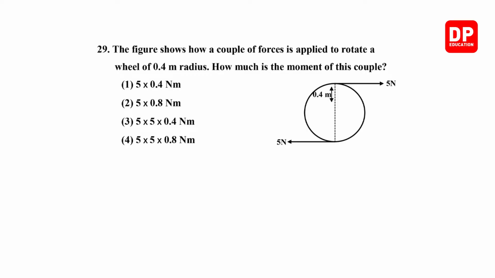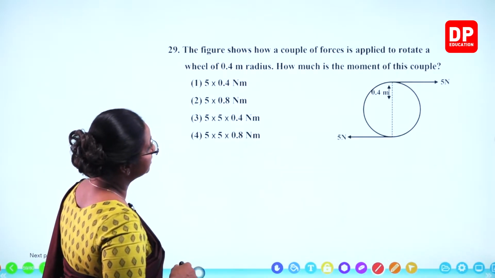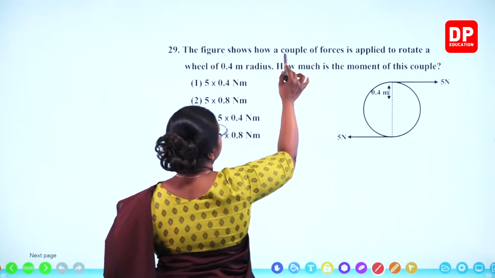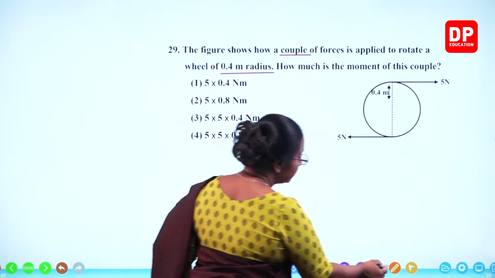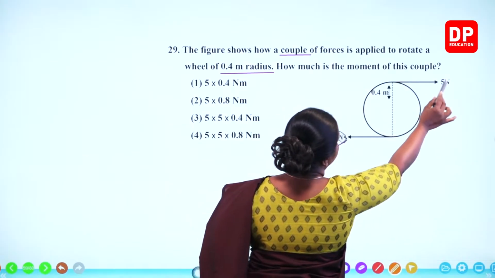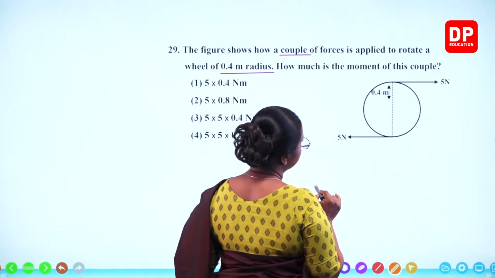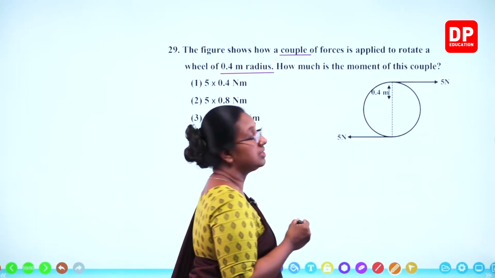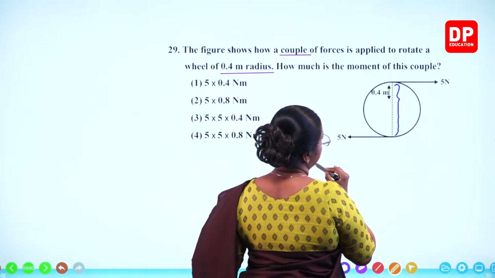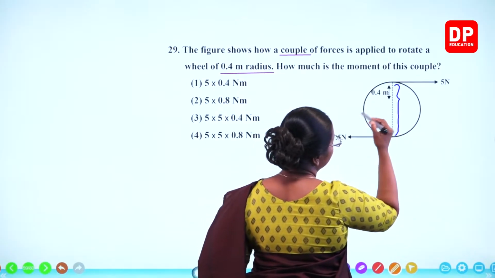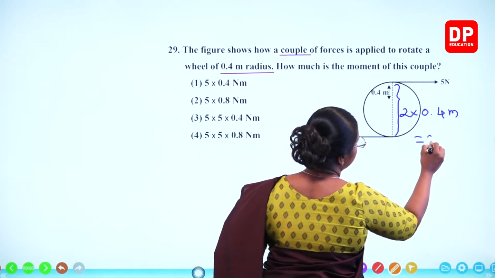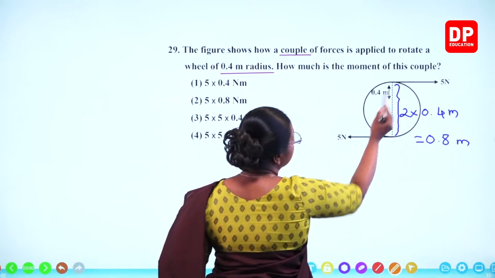Question number 29. The figure shows a couple of forces applied to rotate a wheel of 0.4 meter radius. So here there is a couple of force and the radius of the wheel is 0.4 meters. Now if you look at the diagram here, the wheel is shown there. The 2 forces that are acting on it are 5 Newton forces, and the radius is 0.4 meters. So what is the distance between these 2 points? If the radius is 0.4, this has to be 2 times 0.4 meters. So that is going to be 0.8 meters between the two couple of forces.